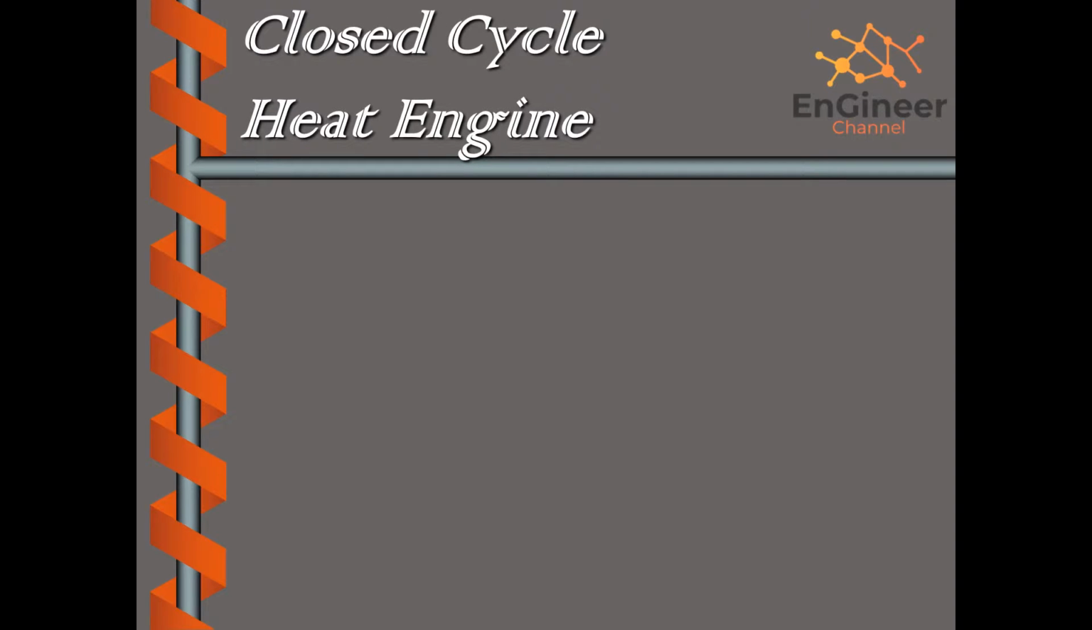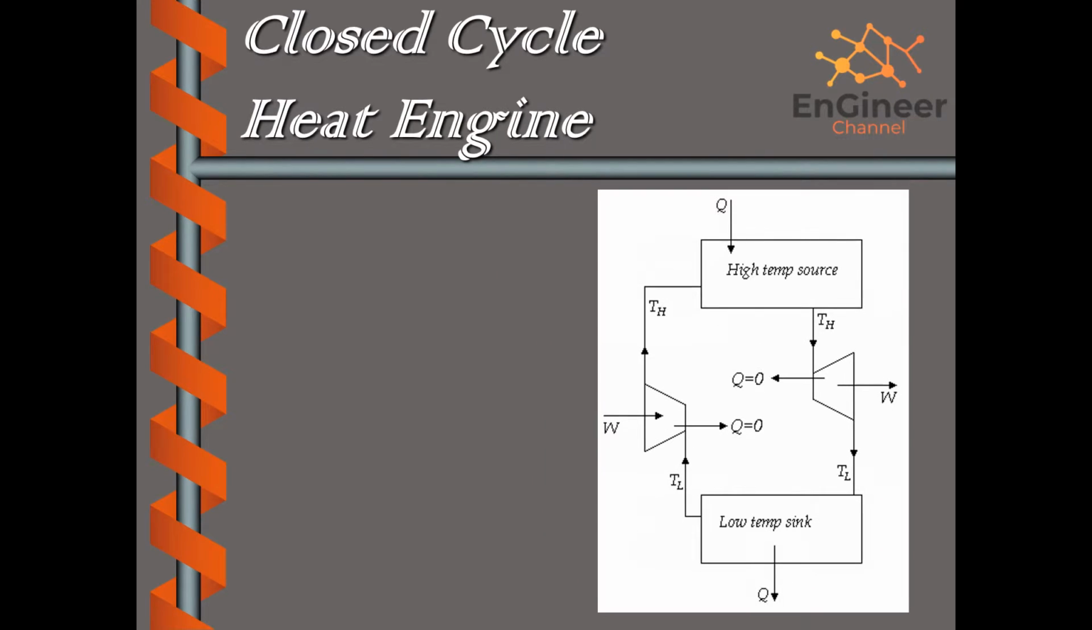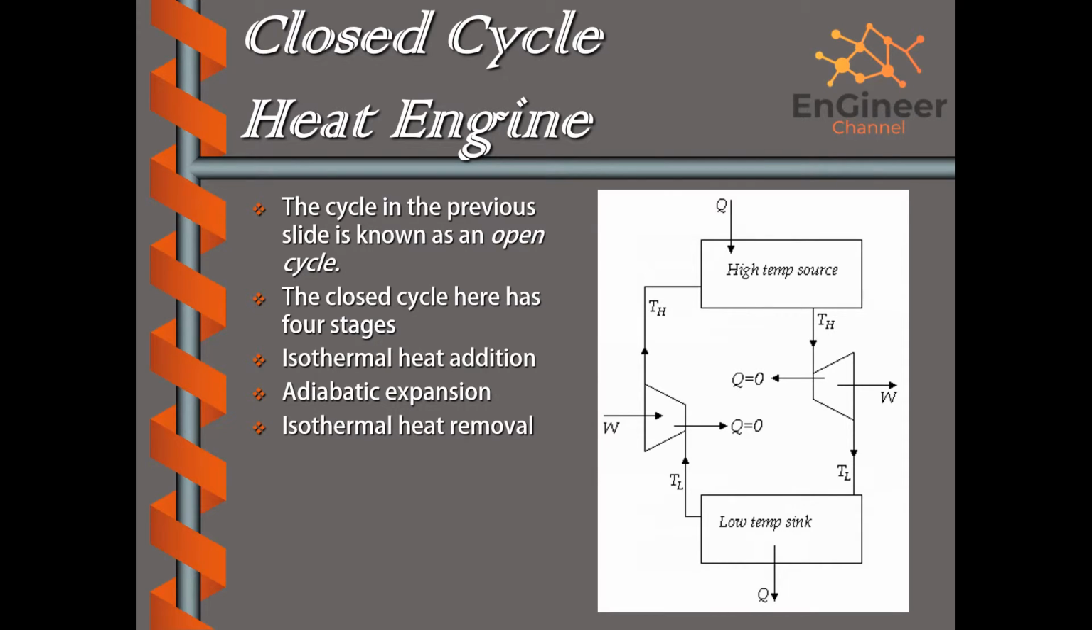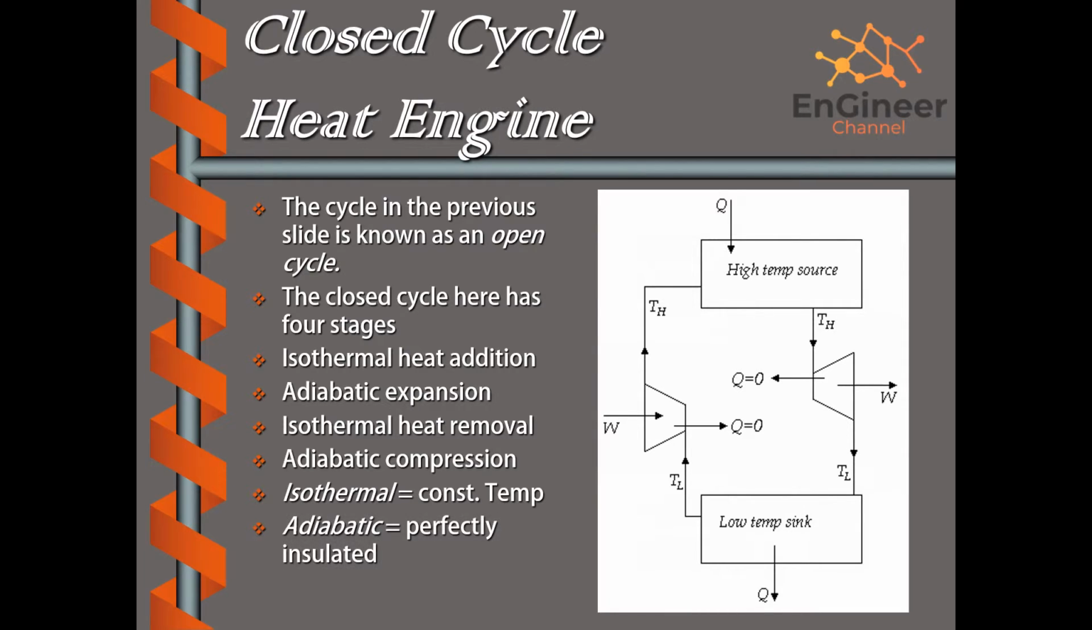Now let's see a closed cycle of a heat engine. The cycle in the previous slide is known as an open cycle. The closed cycle here has four stages: isothermal heat addition, adiabatic expansion, isothermal heat removal, and adiabatic compression. Just to know, isothermal means a constant temperature, adiabatic means perfectly insulated.